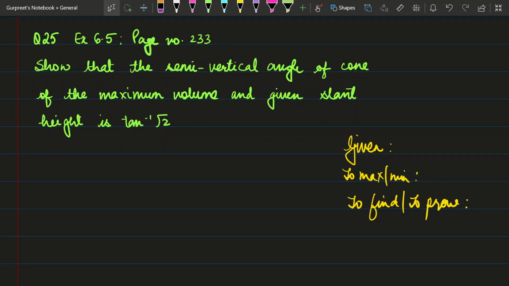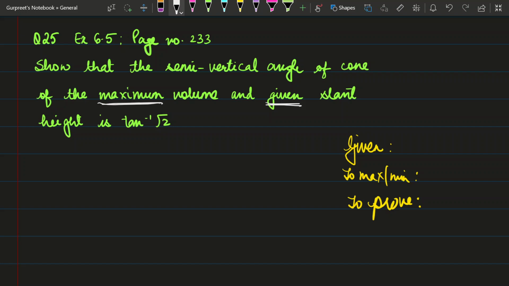Show that. The word show means you have to prove something. They are not asking you to find, they are asking you to prove. So it means in this question you have to prove something. Show that the semi-vertical angle of cone of maximum volume and given slant height. So these terms are very important. The term given is very important because you have to write what is given. The term maxima and minima is very important because you have to make a note of that also.